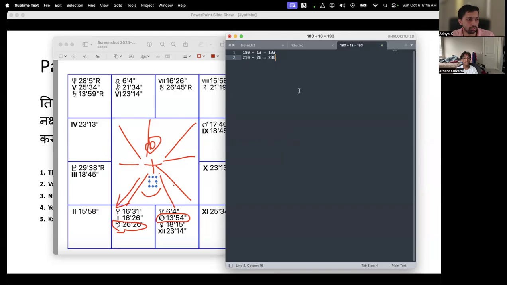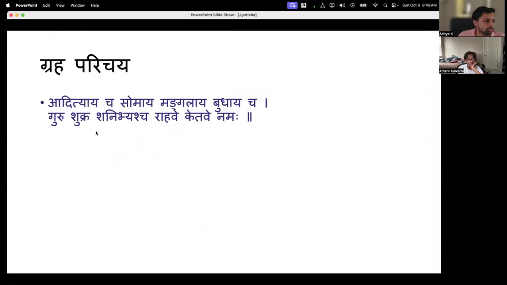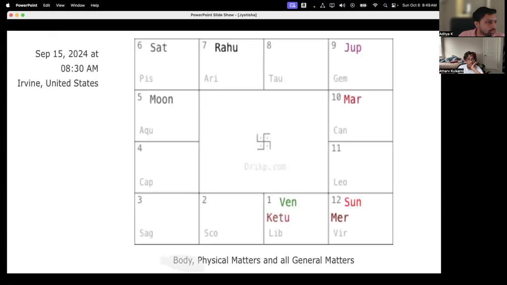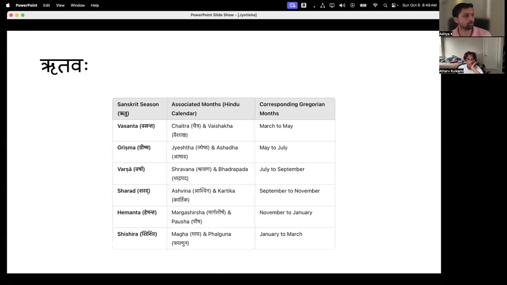So how much do we get approximately? 236 minus 193. Athar, you want to be our mathematical wizard? Around 36 plus 7, 43. So the difference in angle between the sun and moon today morning at 8:30 in Irvine is 43 degrees. Now, where is my Tithi chart? I had that somewhere. Give me one second, I'll bring it up.